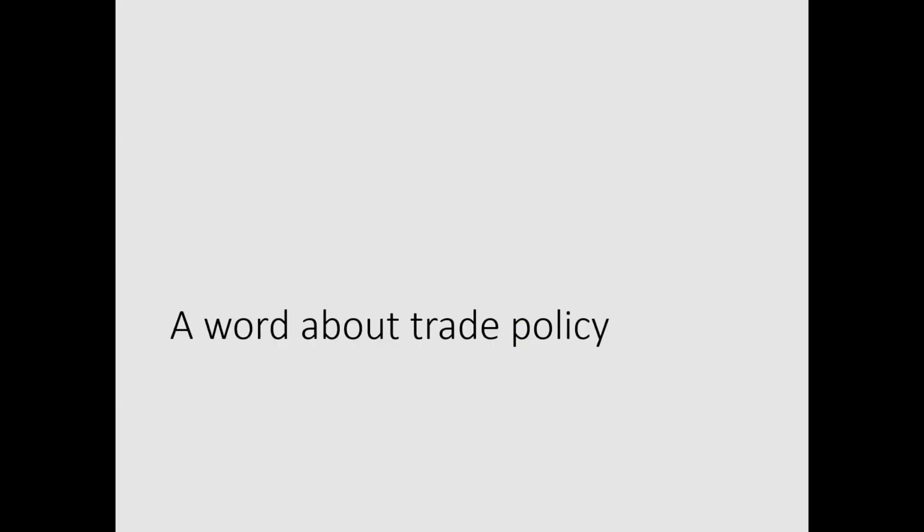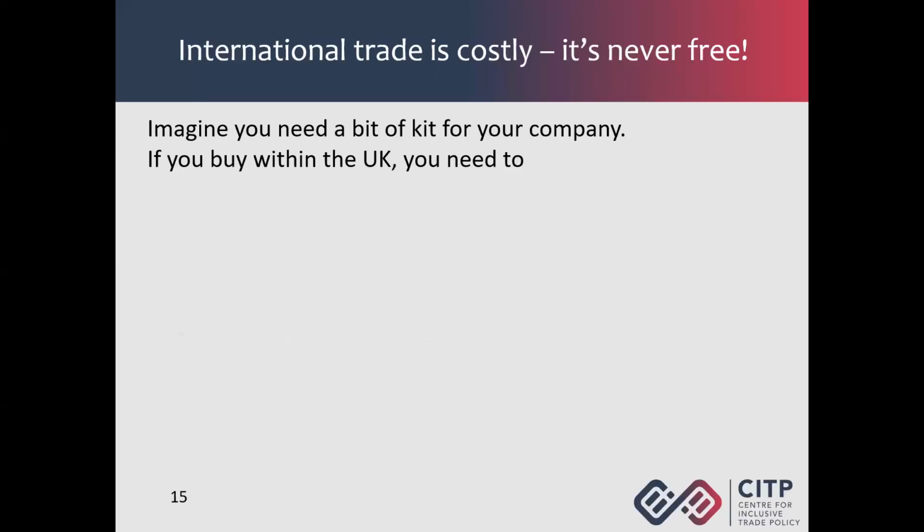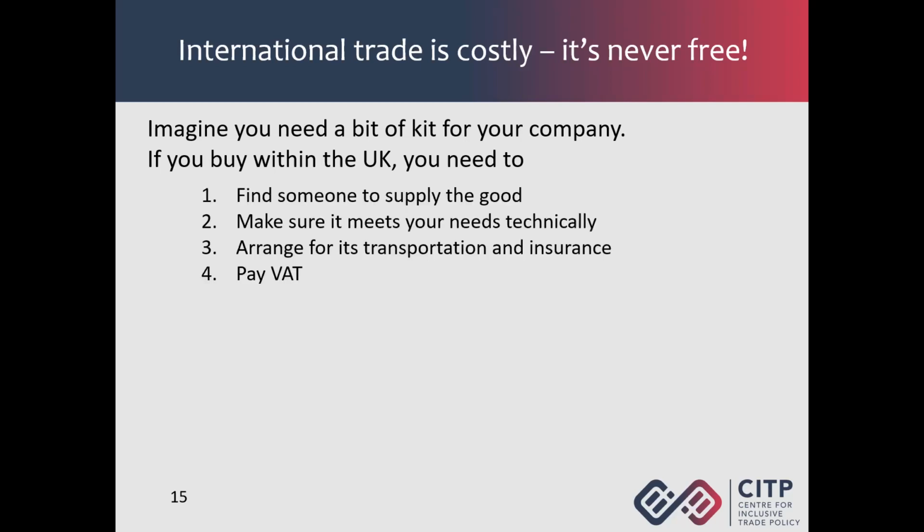Before I finish, I just want to say one word about trade policy, but of course you'll come across lots more of that as we go on. International trade is costly, and I want you to sort of discover this by imagining that you need to buy a bit of kit for your company, a fancy computer or a fancy metal stamping machine. If you buy it within the UK, you need to find someone to supply it. You need to make sure it does the job you require. You need to arrange to transport it and insure it, and you need to pay VAT on the transaction.